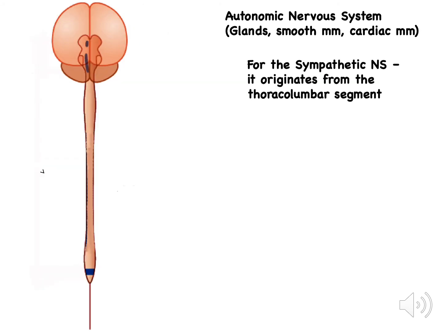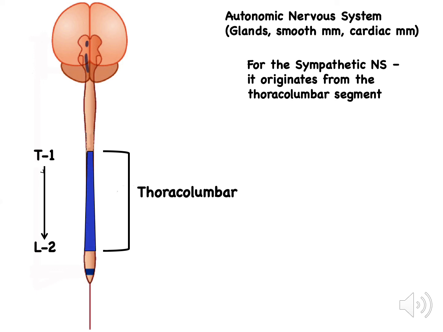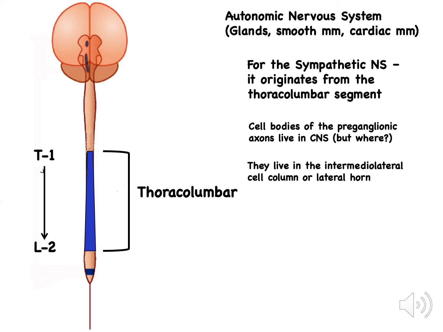For the sympathetics, now I can talk to you with the jargon. The cell bodies of the preganglionic, the first primary neuron of the 2 neuron system, originate from the thoracolumbar segment. Thoracolumbar. Wow. So here it is. It starts at T1 and it ends at L2. And let's color code that thoracolumbar segment in blue. Very nice. So the cell bodies of the preganglionic axons live in the central nervous system, in the spinal cord. But where does it live?